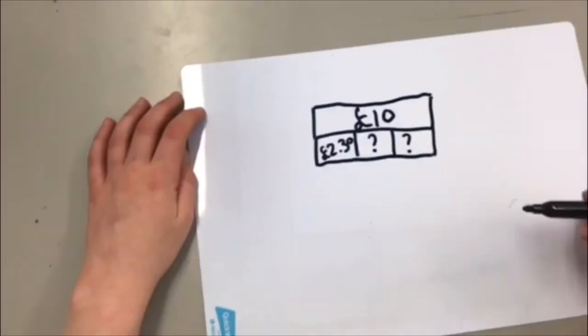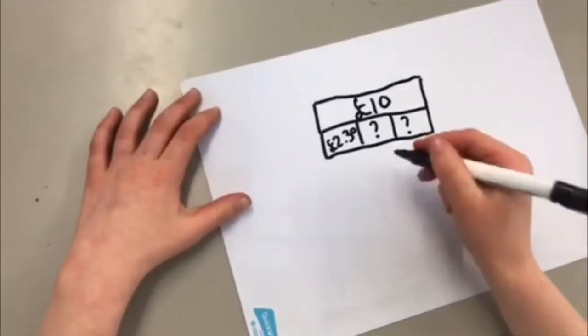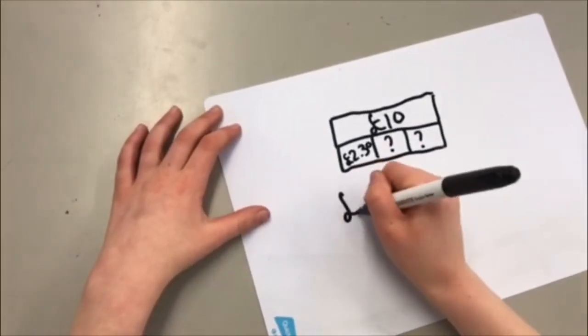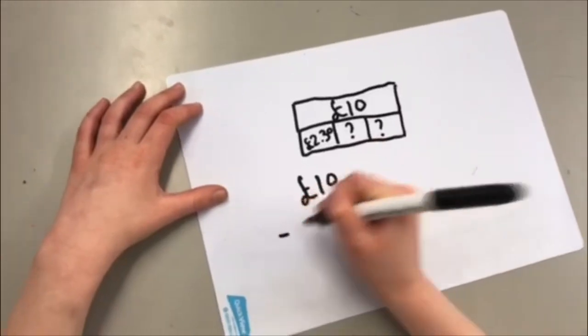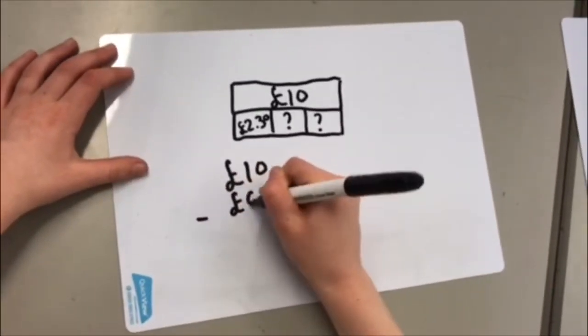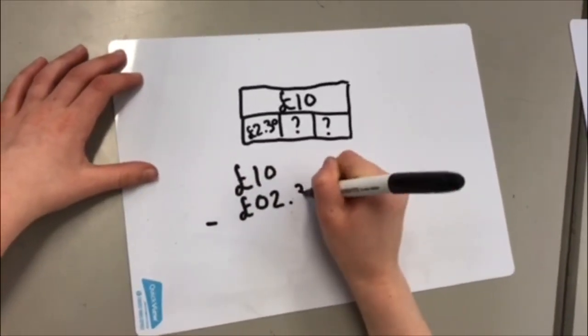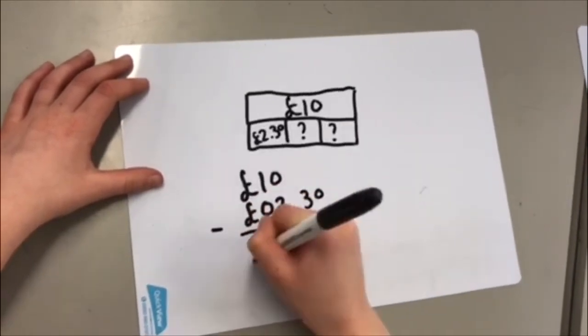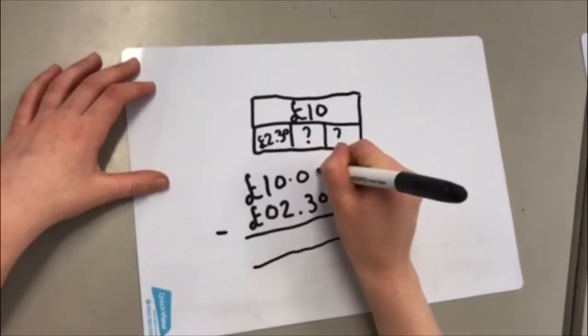We do not know the other parts, but we know that they are equal because it tells us he spent the same amount of money on both books. It is now clear to see that in order to work out the cost of one book, we need to find the difference between £2.30 and £10 using subtraction.